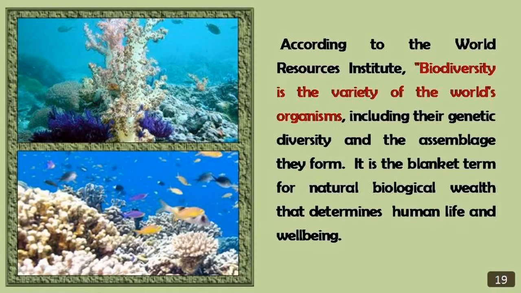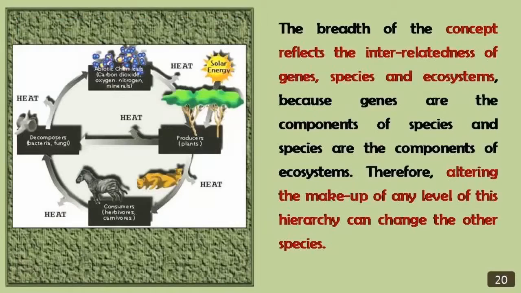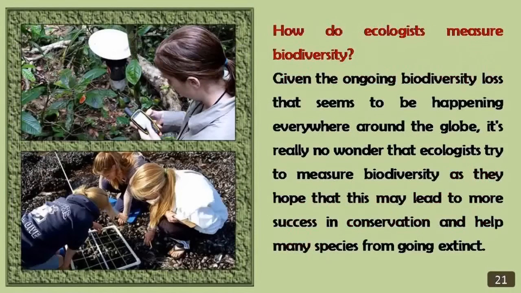It is the blanket term for natural biological wealth that determines human life and well-being. The breadth of the concept reflects the interrelatedness of genes, species, and ecosystems, because genes are the components of species and species are the components of ecosystems. Therefore, altering the makeup of any level of this hierarchy can change the other species.